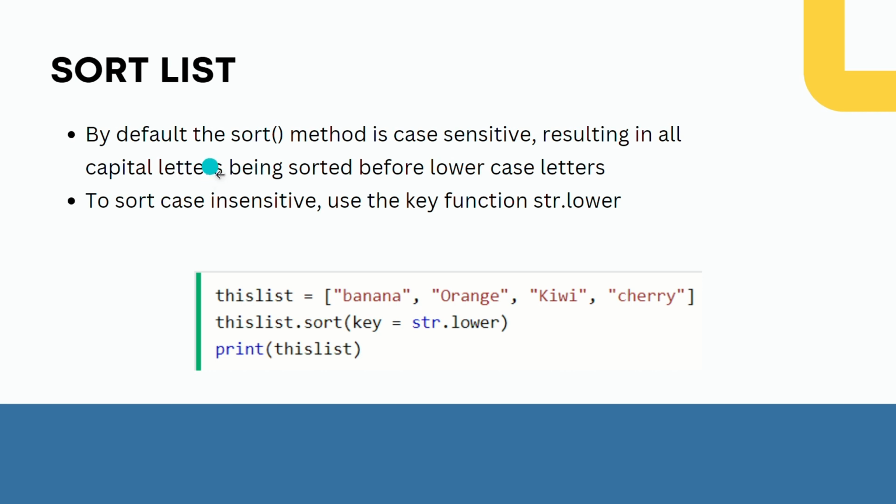And also the default sort method is case sensitive, which means if you change uppercase and lowercase, it will affect the positions of those elements. So it results in all the capital letters being sorted before lowercase letters because it is case sensitive. But if you do not want it to be case sensitive, you can use key equals str.lower. You can use this keyword and it will be sorted just according to the letters and not according to the cases.